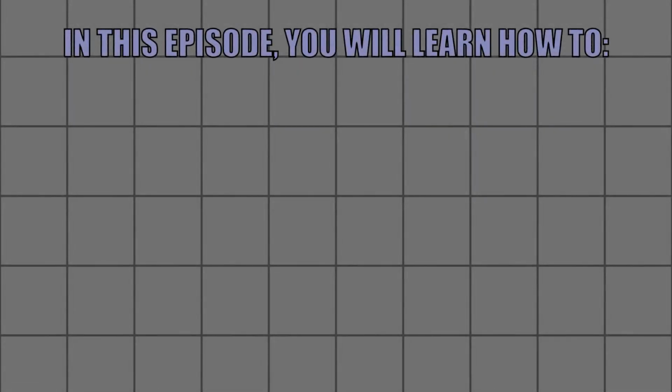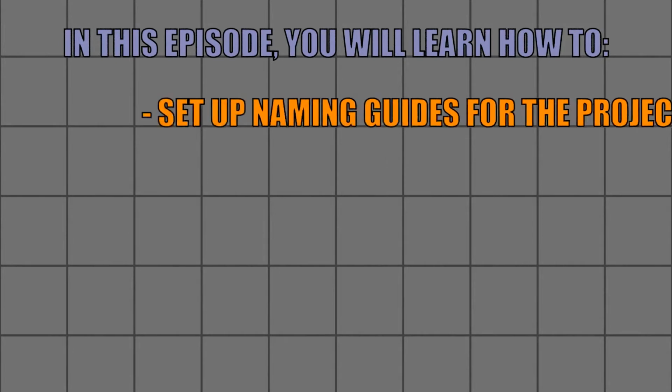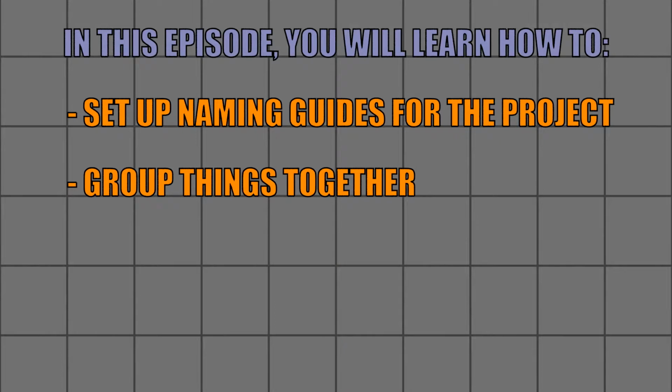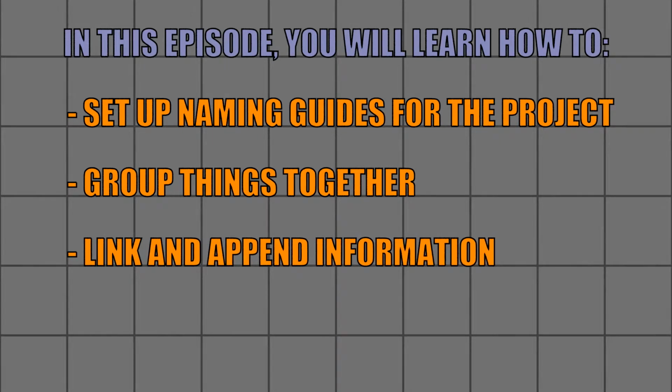In this episode, I ask a simple question. How do we keep the scene clean? Blender is a very powerful program, and it can handle a lot of information which could, in turn, become easily disorganized. However, with a little bit of housekeeping, catastrophes can be avoided, scenes can be easily searched, and conflicts can be eliminated. In this episode, you will learn how to set up naming guides for the project, group things together, link and append information, manage file size.